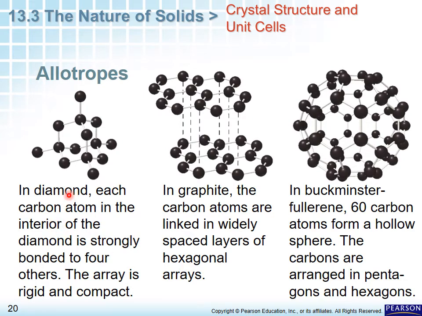Now check here. In diamond, each carbon atom in the interior of the diamond is strongly bonded to four others. The array is rigid and compact. You can see here, in graphite, the carbon atoms are linked in widely spaced layers of hexagonal arrays. So it's making layers. And in Buckminsterfullerene, 60 carbon atoms form a hollow sphere. The carbons are arranged in pentagons and hexagons.